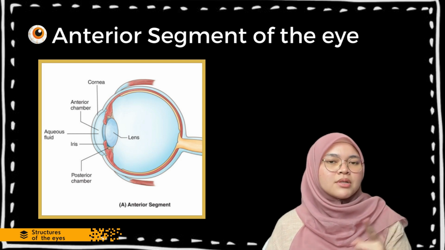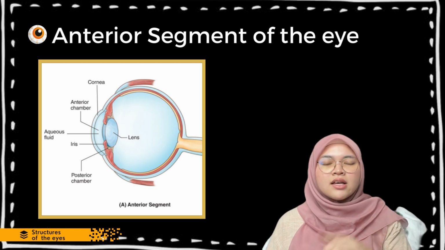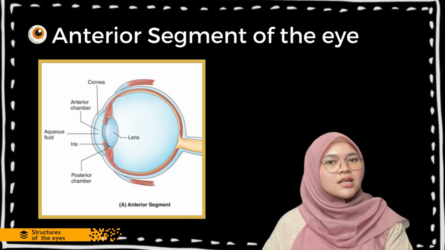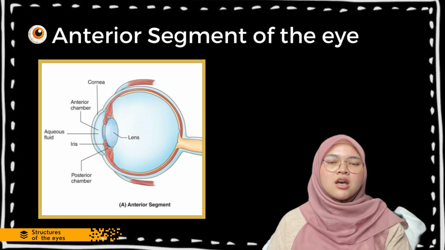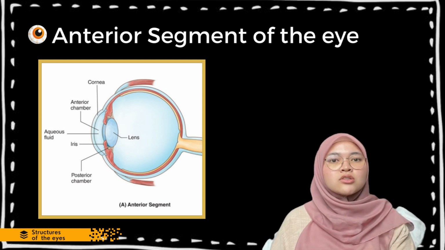The anterior chamber is located behind the cornea and in front of the iris, while the posterior chamber is located behind the iris and in front of the ligaments that hold the lens in place. For your information, posterior chamber and posterior segment are 2 different things.